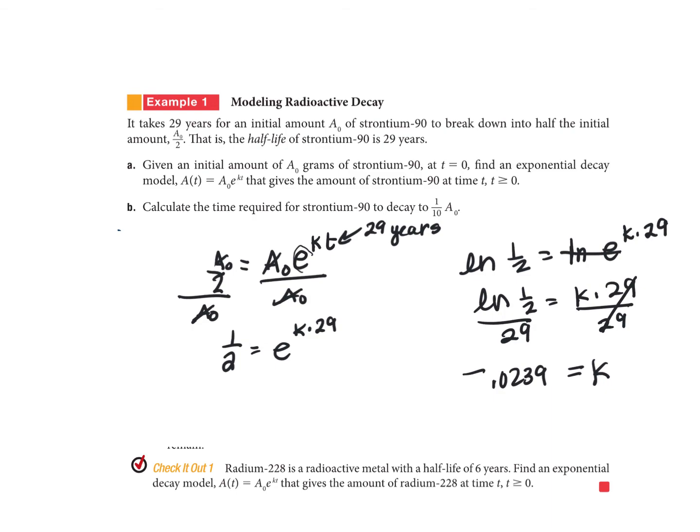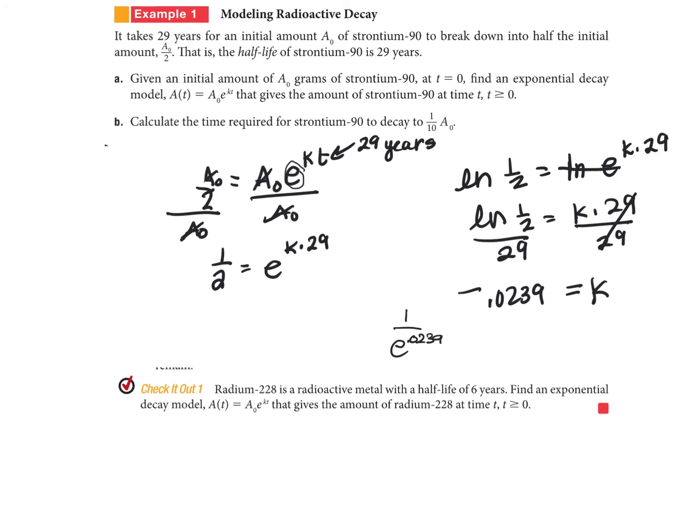e is not a base between 0 and 1, but if I make it a negative k, then that makes it 1 over e to the 0.0239, which is a number between 0 and 1, which makes it into that decay. So my model that they're asking for would be A of t equals A naught e to the negative 0.0239 t. All right?